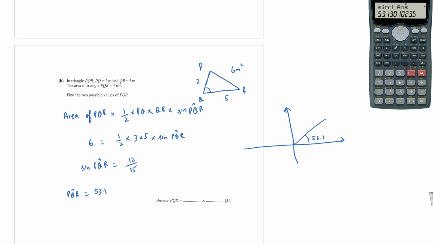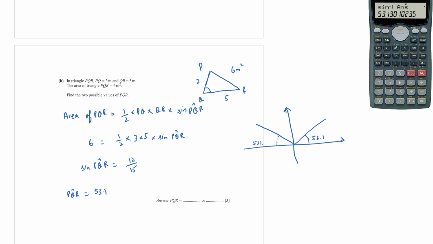And since we know that the sine of this PQR is positive, where else do we have sine of an angle positive? In the second quadrant. So an angle here in the second quadrant, which will be, so this is also 53.1.